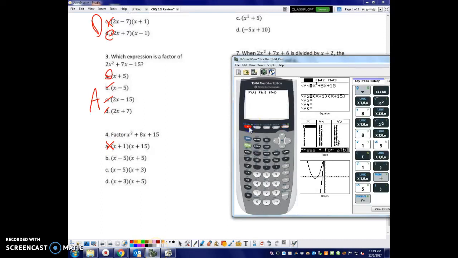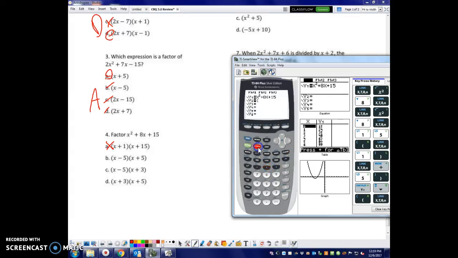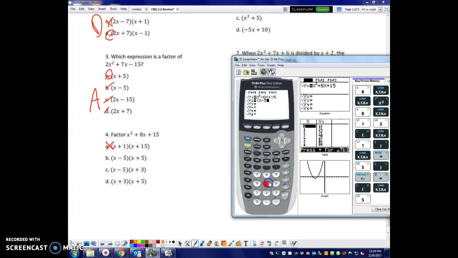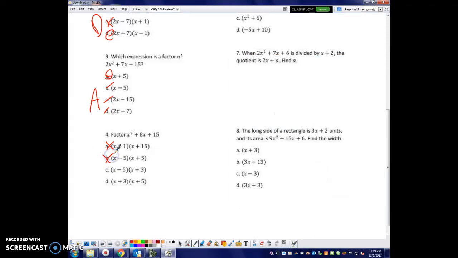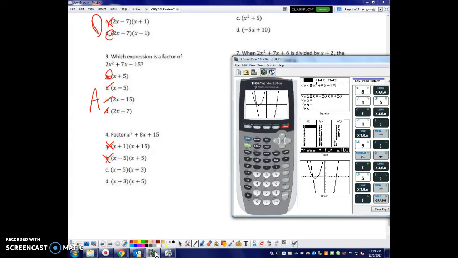Check B. x minus 5, x plus 5. Graph it. Do they match? Nope. Letter choice C.